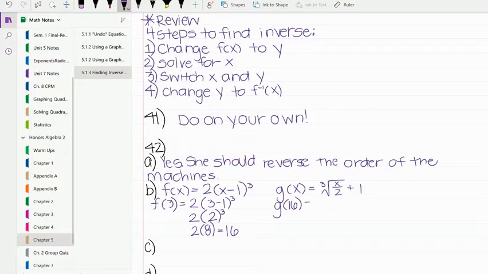So this would be g of 16 equals the cube root of 16 over 2, plus 1. So this would be the cube root of 8 plus 1. And the cube root of 8 is 2, plus 1 equals 3. So that did definitely work.